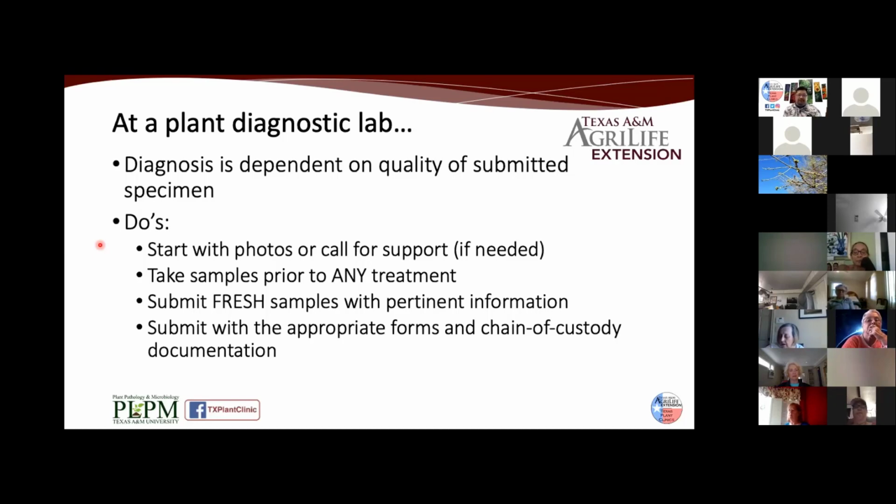So do that. Take samples prior to any treatment. This is a pet peeve of the clinic because we deal with a lot of producers, or even landscape maintenance folks.